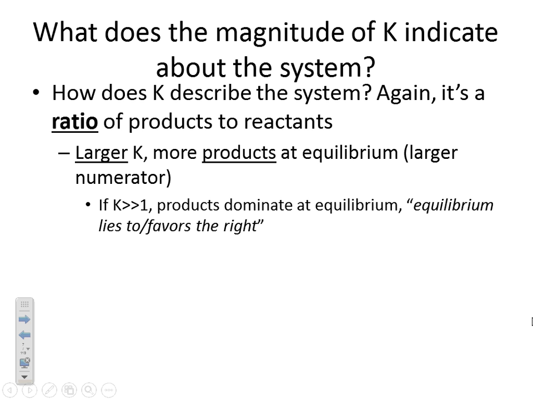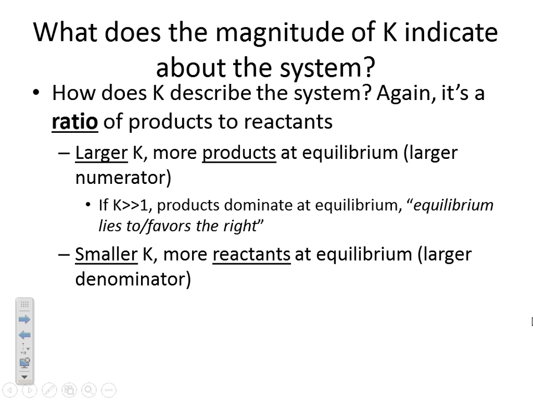If K is significantly greater than 1, then we say that products dominate at equilibrium, and you basically have way, way, way more products than you do reactants. And we use the terminology that the equilibrium lies to the right, or that it favors the right. Products are always written on the right-hand side. Even if you consider a reverse reaction, the stuff that's on the right-hand side of the arrow, that's always the products, regardless of the direction you're going. You always say reactants are on the left, products are on the right.